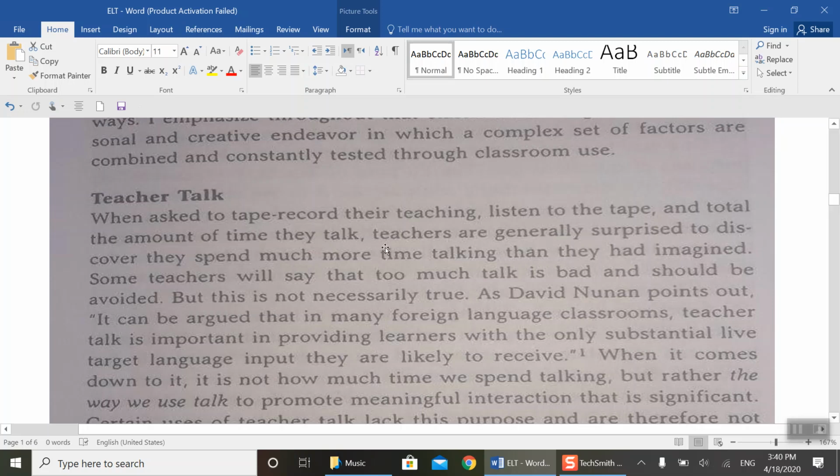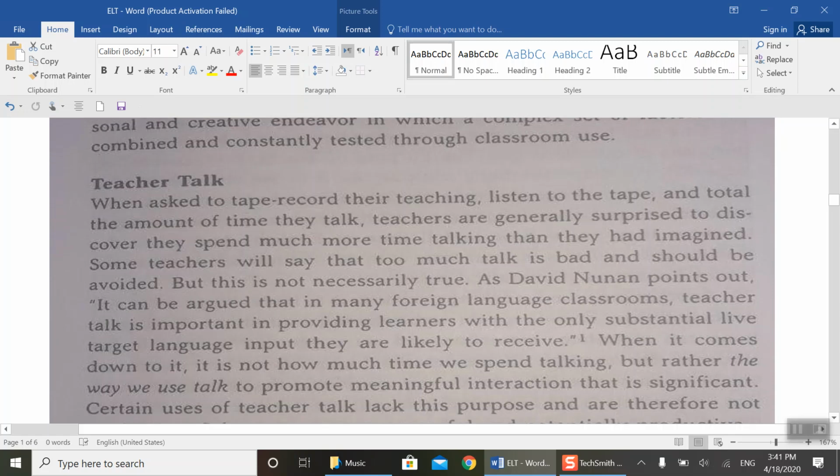So when asked to tape record their teaching, listen to the tape, and total the amount of time they talk, teachers are generally surprised to discover they spent much more time talking than they had imagined. You see this point? Okay. So when some teachers record themselves and later see the tape, they see that they talk a lot inside the class. Okay? They talk a lot.